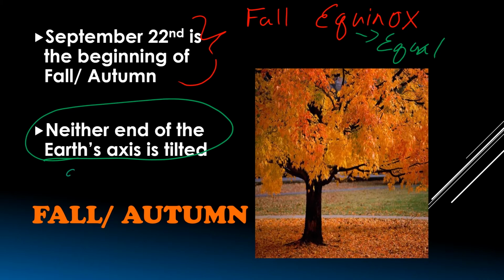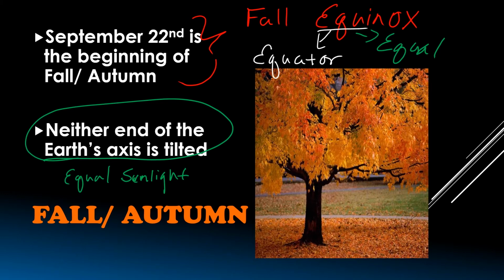So equal sunlight. And that's because during the equinox, the sunlight is shining directly on the equator. And so that tells you a lot about what's going on.